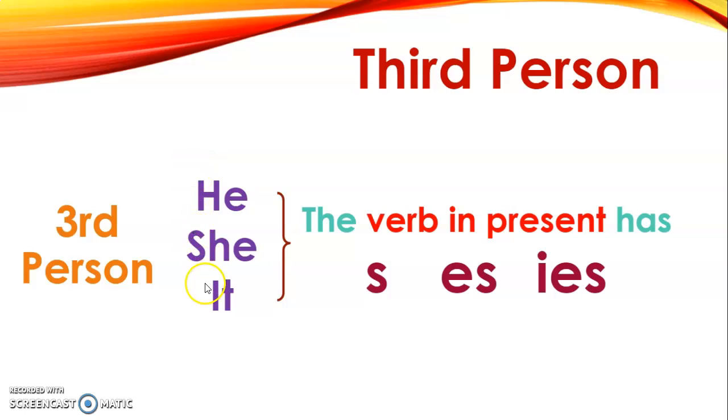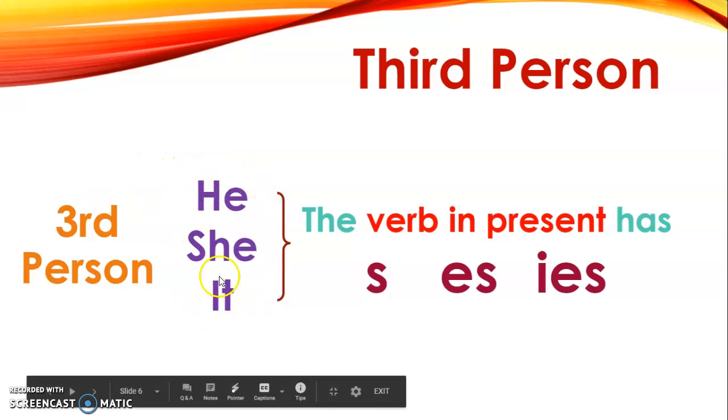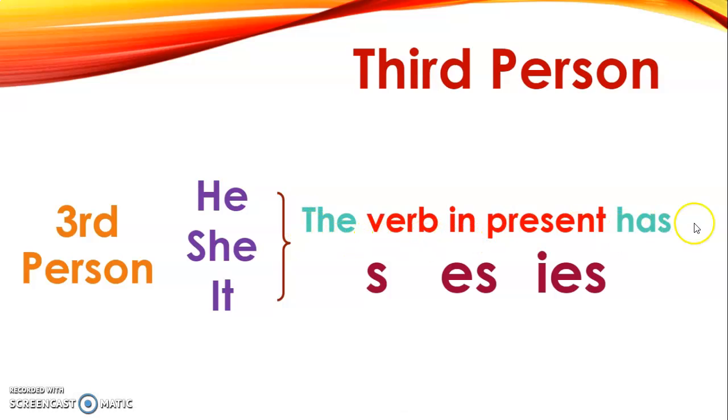He, she, and it is part of a special group. The name of this group is the third person. He, she, it son parte de un grupo especial. Su nombre es tercera persona. In simple present, the third person, the verb in present has S, ES, and IES. Cuando la frase en tercera persona necesita un verbo en presente que tenga S, ES o IES. Vamos a mirar.